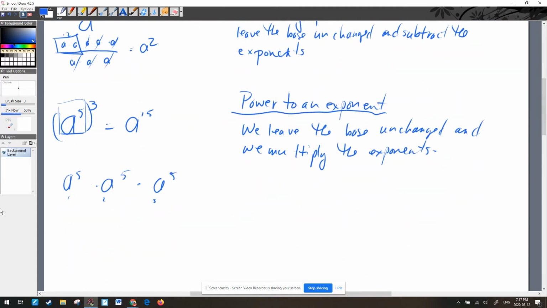Well, here we are, we're multiplying powers with the same base, right? So there's an a, an a, and an a. So we're going to add the exponents. So 5 plus 5 plus 5 is 15, right? So we have a to the 15th. And the shortcut for doing repetitive addition is multiplication, right? So that's all review. This should not come as a shock to anybody.